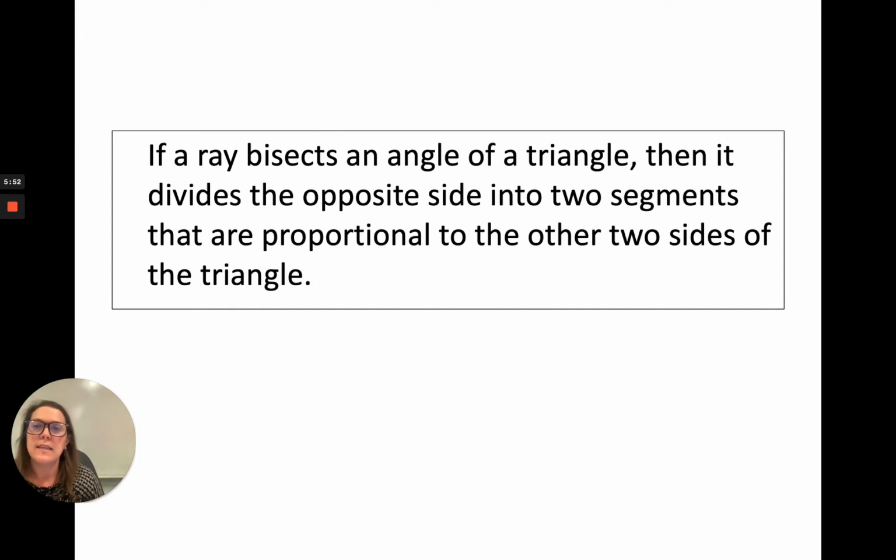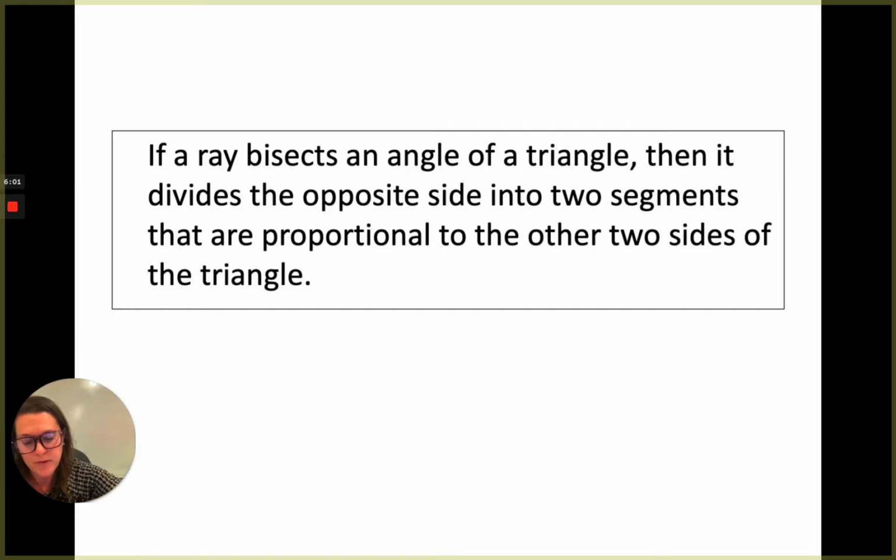All right, and last one, if a ray bisects an angle of a triangle, then it divides the opposite side into two segments that are proportional to the other two sides of the triangle. So let me do this in practice. So if a ray bisects an angle of a triangle, see here's a triangle, here's my ray bisecting an angle. So bisecting means, remember, it cuts it in half.